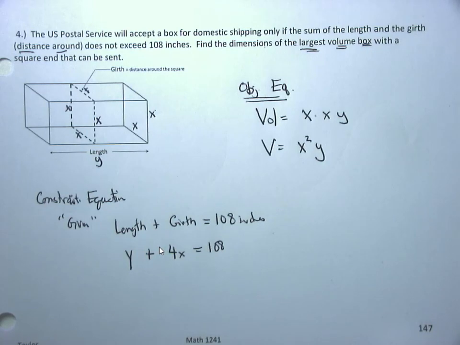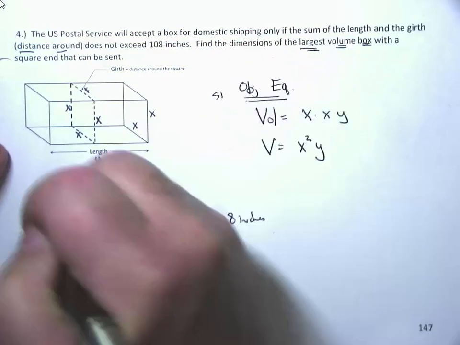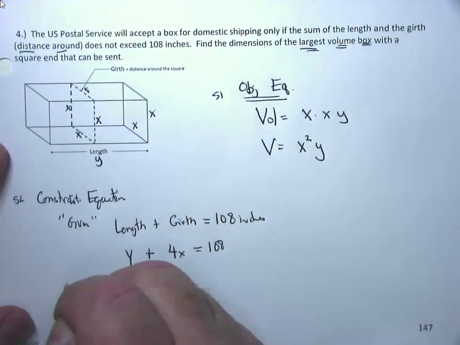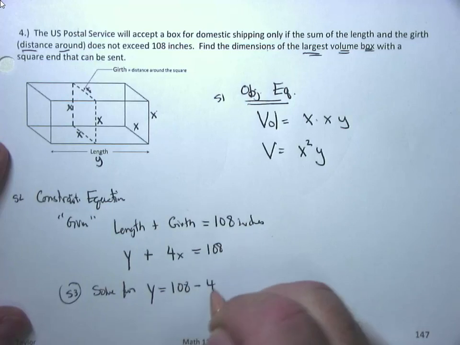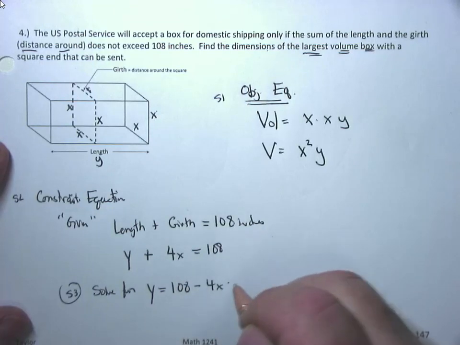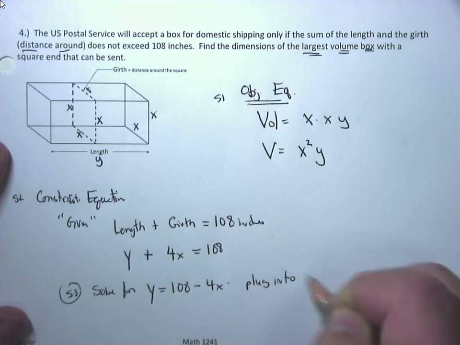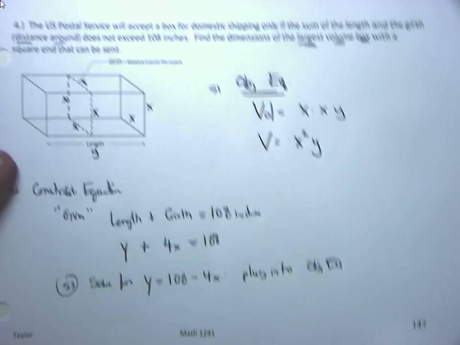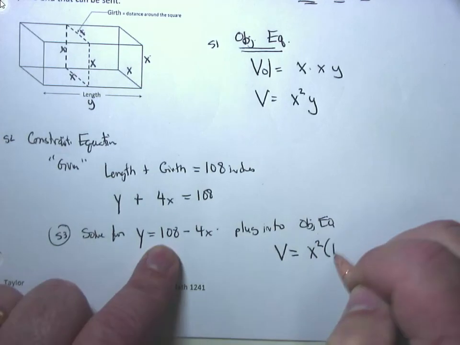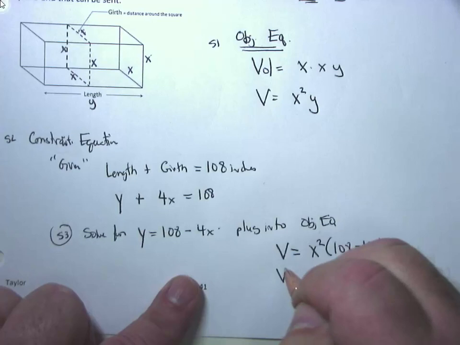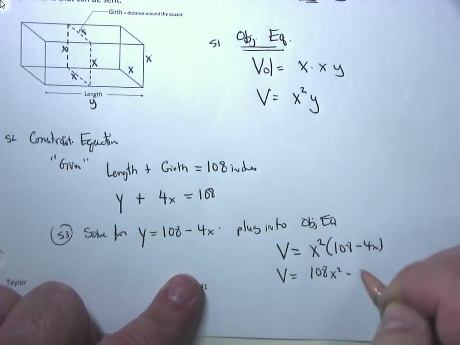Now, what is the job of the constraint equation? What are you going to do? You're going to take the constraint equation, solve for one of the variables, and plug it into the objective equation. So this was step 1, this is step 2, this is step 3. Solve for one of the variables. I'm going to solve for y because it's so much easier. What's y equal to? 108 minus 4x. And I'm going to plug that into the objective equation. So this is going to give me volume is equal to x squared times y, which is 108 minus 4x. And I'm going to clean it up. Volume equals 108x squared minus 4x cubed.